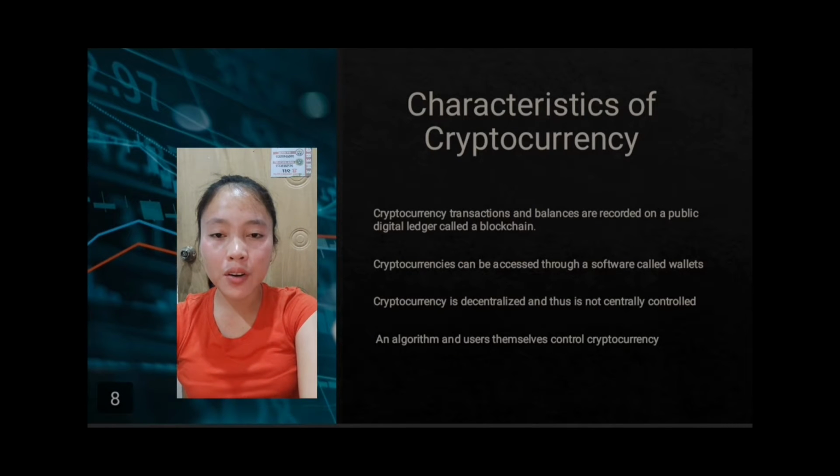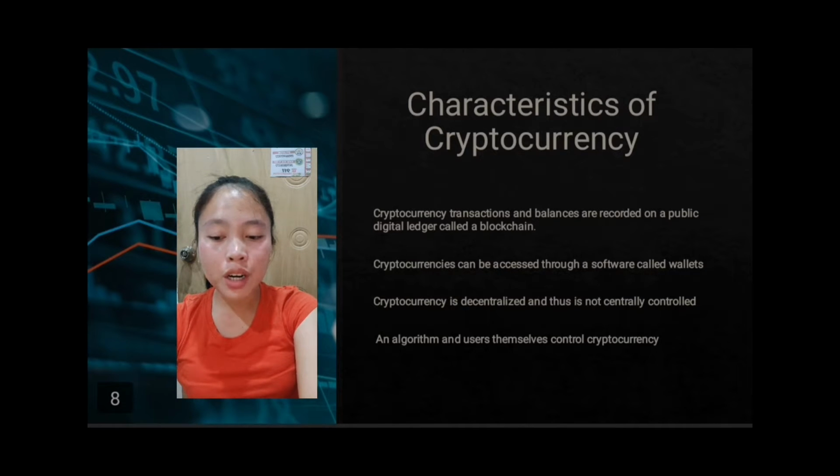Characteristics of cryptocurrency. First, cryptocurrency transactions and balances are recorded on a public digital ledger called the blockchain. So, a blockchain is a digital ledger of transactions maintained by a network of computers in a way that makes it difficult to hack or to alter.